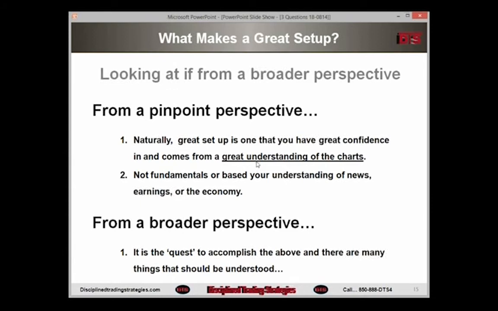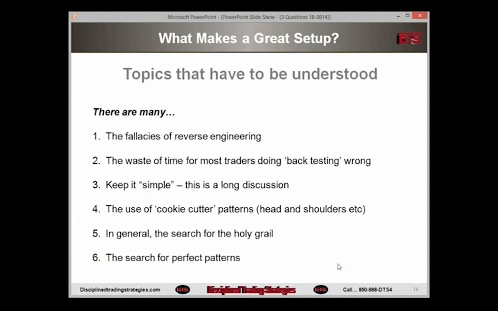Great understanding of the charts is where your great setups come from, but let's step back a minute and just talk about, because since I'm not going to do a 3-day technical analysis class right here for you guys, what are we really talking about by looking for a great setup? What does that mean? I want to talk about the quest to accomplish the finding of a great setup and talk about the things that have to be understood to even know what we mean by what a great setup is. I want you to think about some of this stuff here. Topics that have to be understood. Number one, the fallacies of reverse engineering.